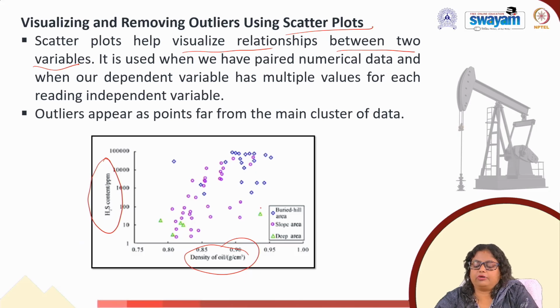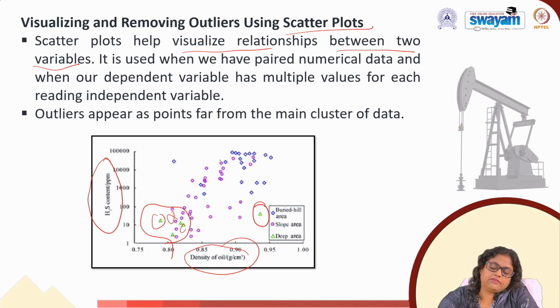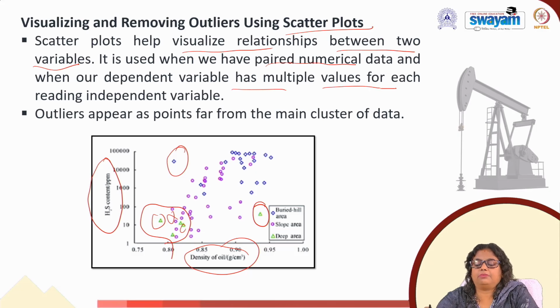What this is showing is that some data points are out of the range. If you see this green one, all are clustering around this, but this one green point is out of this cluster. Similarly, if we take the other color, it is outside from this one. This way, seeing this scatter plot, we can find out which data is outside the cluster. It is used when we have paired numerical data and when our dependent variable has multiple values for each independent variable reading. So an outlier appears as a point far from the main cluster of the data, which we can see in this example.